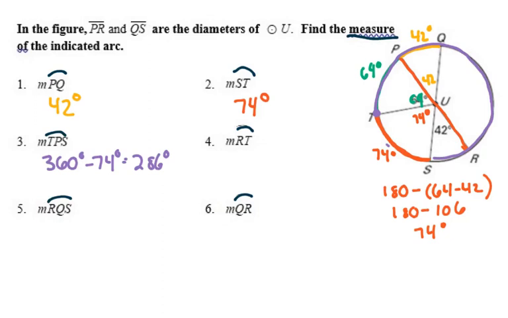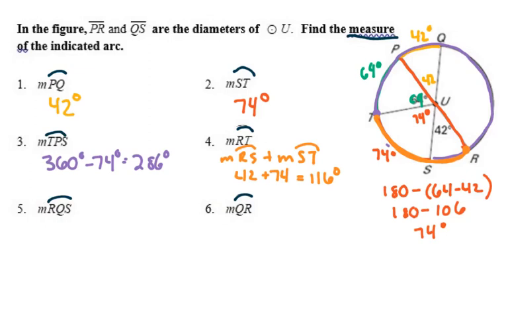To find the measure of arc RT, I'm going to start at R and go to T. I'm going to assume that this is our minor arc because it's labeled with just 2 letters. So to find the length of RT, I'm going to have to add up 2 arcs. I can add up the measure of arc RS plus the measure of arc ST. So 42 plus 74 is equal to 116 degrees.